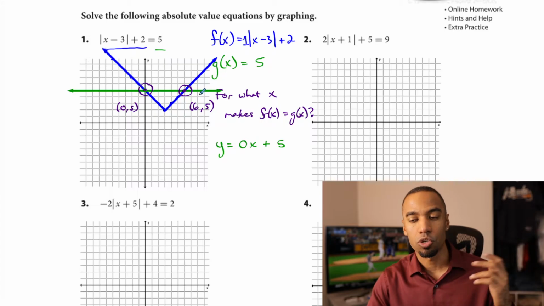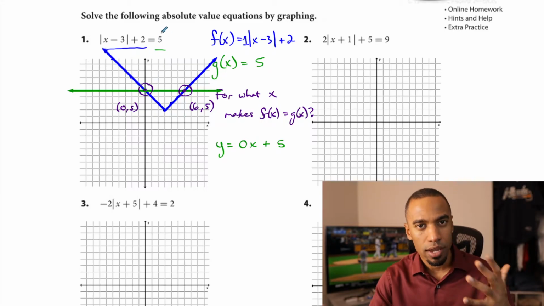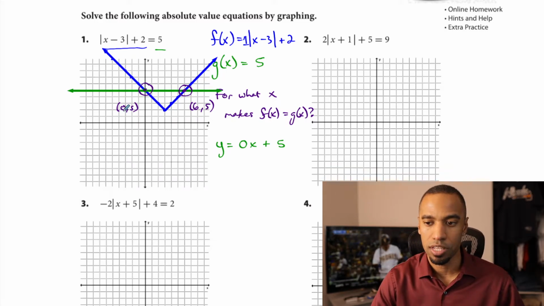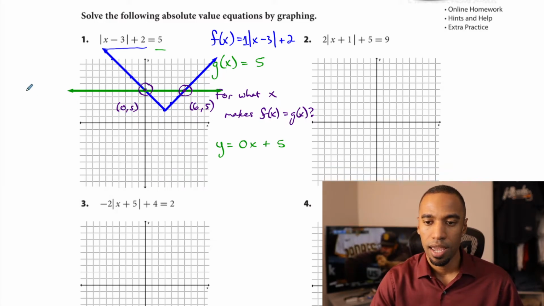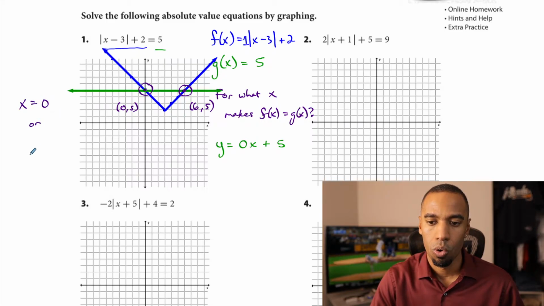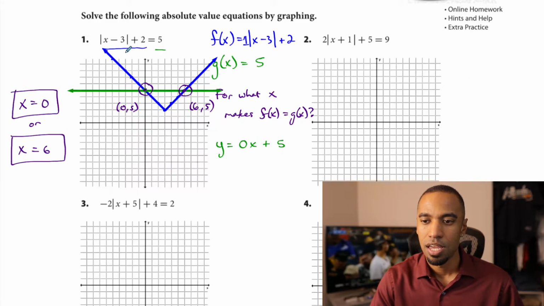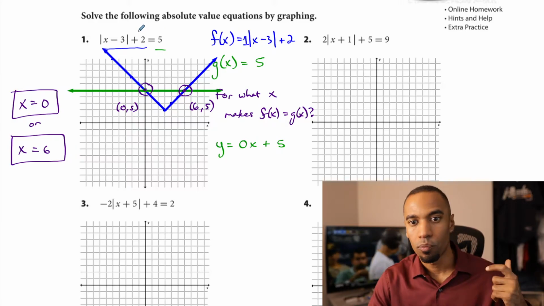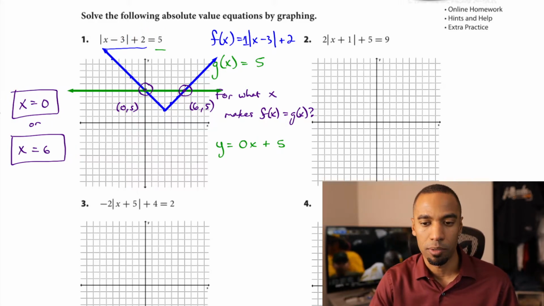Honestly, the 5 doesn't really matter. The 5 is a part of our equation as far as what x I had to plug in to get 5 out. And the answers are these two x values here, 0 and 6. My answers to this are x equals 0 or x equals 6. These are the two values of x that would actually make the left side equal the right side. And we did this graphically. We didn't use any algebra to make that happen.